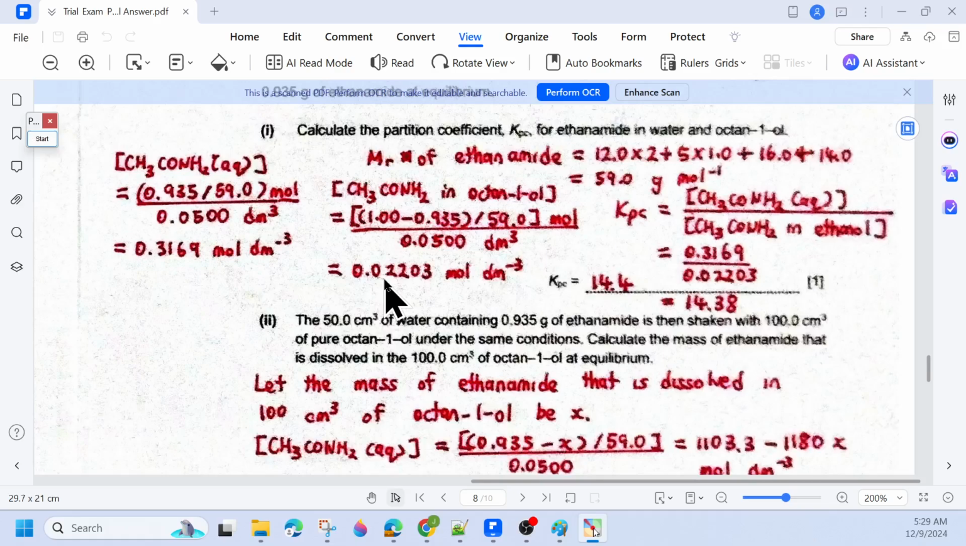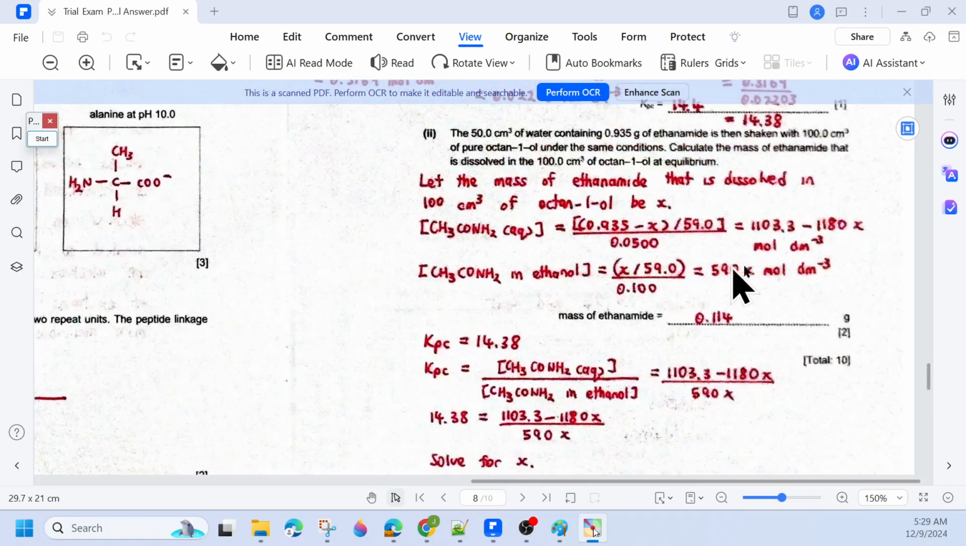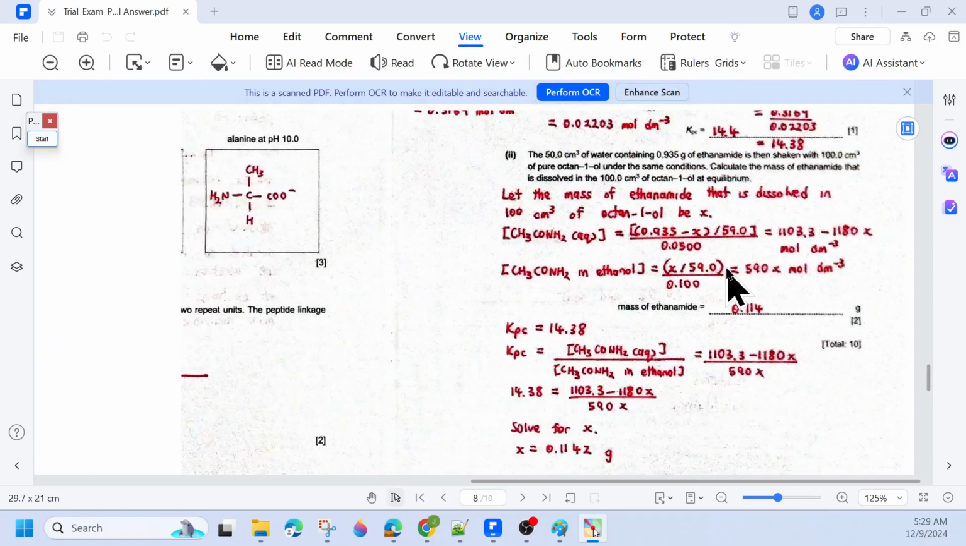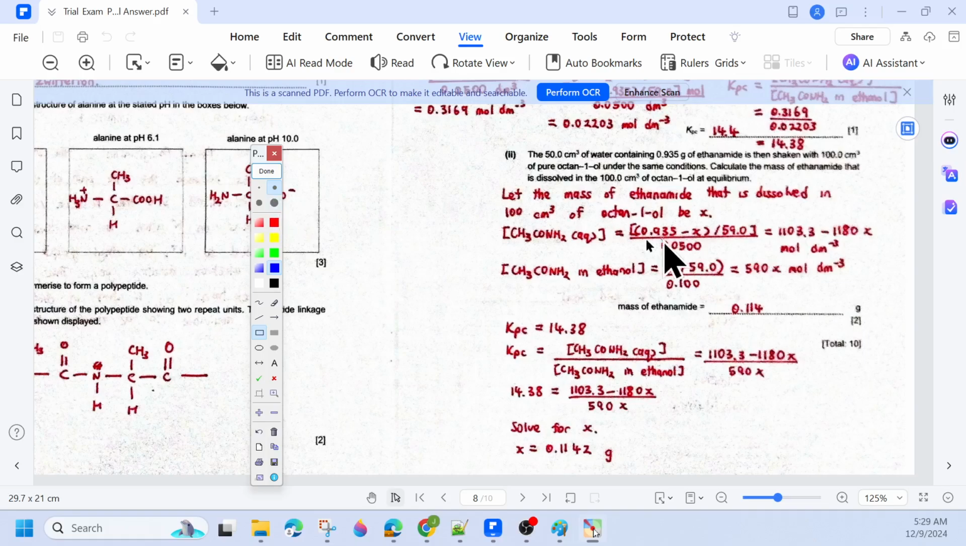The harder question will be the next one. Okay, this one is slightly the harder question. For this particular case, take note that you have 50 centimeter cube already containing the 0.935, then shaken with another 100 centimeter cube of pure octan-1-ol. So what is this? This is what we call a second extraction.